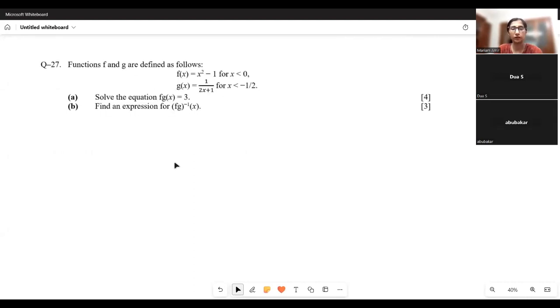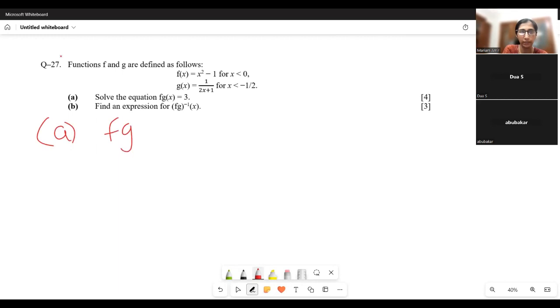Question number 27 of functions worksheet. This question is, functions f and g are defined as follows. f(x) equals x squared minus 1 for domain x less than 0. g(x) equals 1 over 2x plus 1 for x less than minus half. Solve fg(x) equals 3.